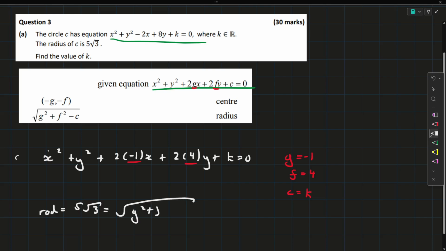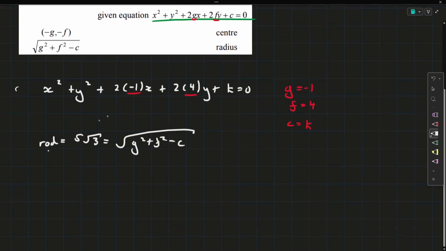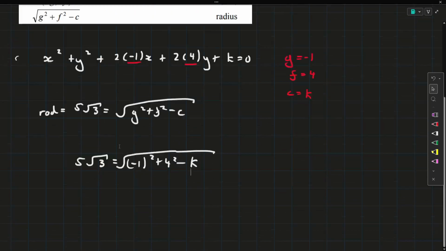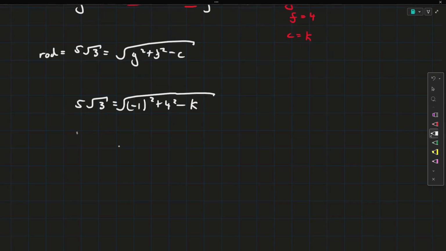So we know that the radius will be equal to 5 root 3, and that's equal to the square root of g squared plus f squared minus c. So now we can just sub in, so 5 root 3 will be equal to the square root of minus 1 squared plus 4 squared minus k. And now we have an equation that we can solve for k.